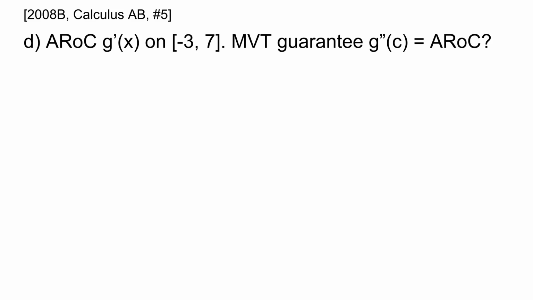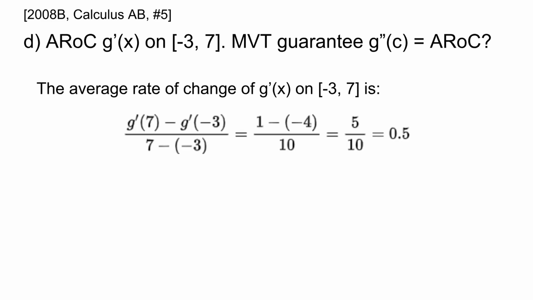In part D of this question, we are asked to find the average rate of change of g prime of x on the closed interval from -3 to 7. And then we are asked to determine if the mean value theorem guarantees some value of c where g double prime of c is the average rate of change we just found. The average rate of change of g prime of x is g prime of 7 minus g prime of -3 all over 7 minus -3, which is 1 minus -4 all over 10, which is 5 over 10, or just 1/2.